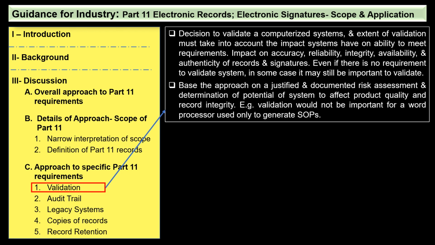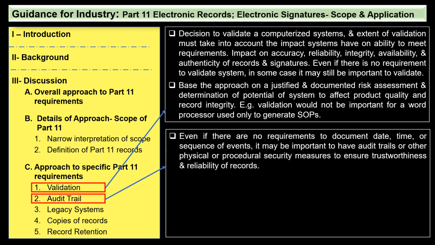Base the approach on a justified and documented risk assessment and determination of the potential of the system to affect product quality and record integrity. Example, validation would not be important for a word processor used only to generate the SOPs. Second, the audit trail.